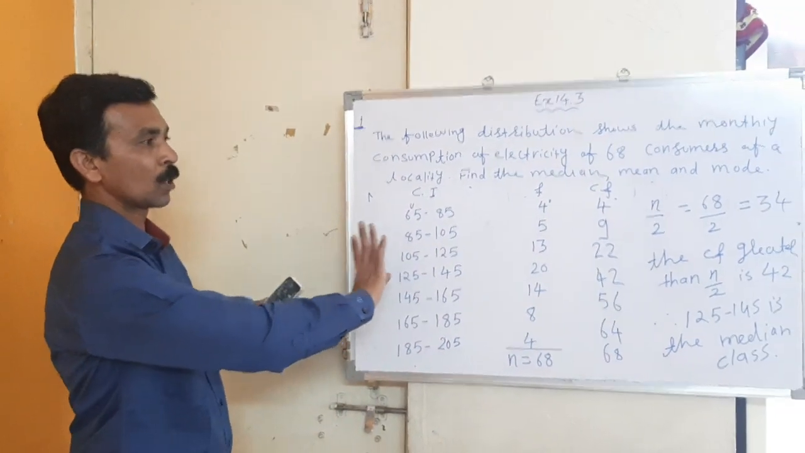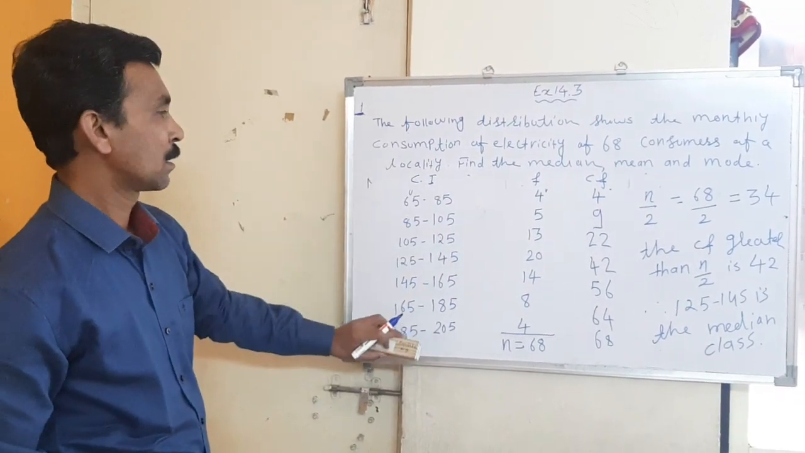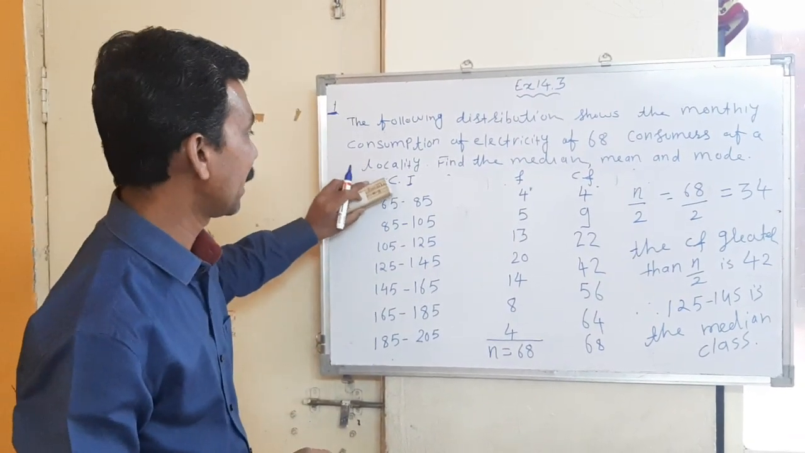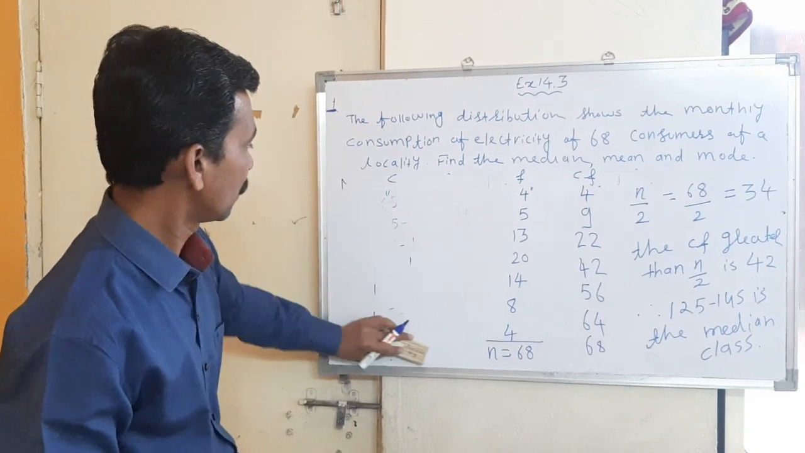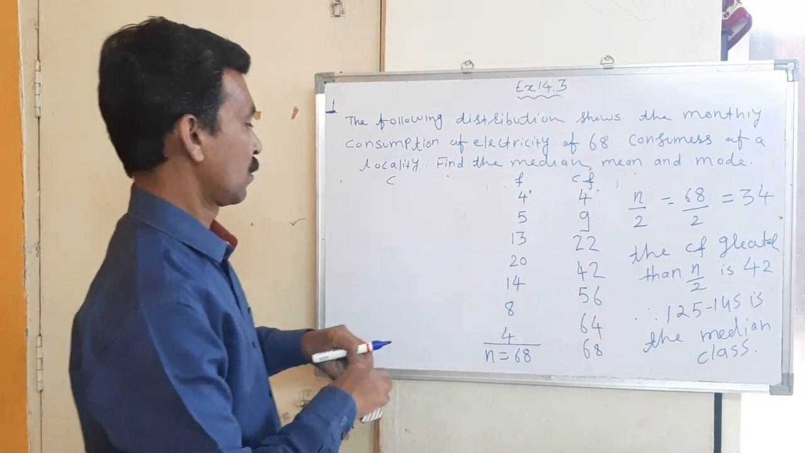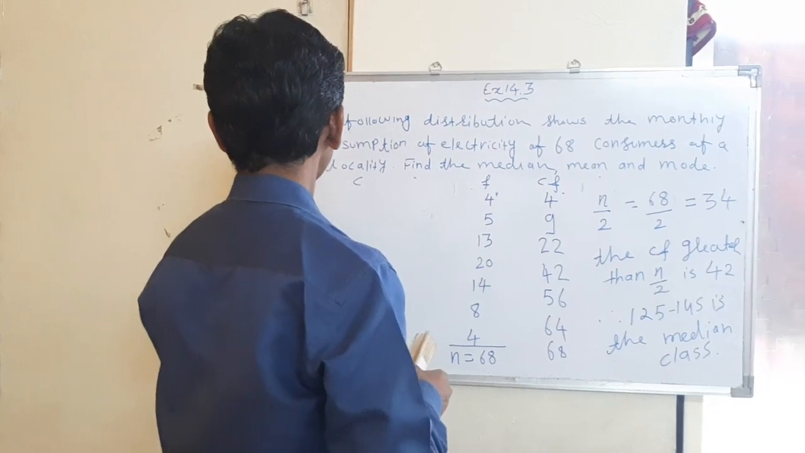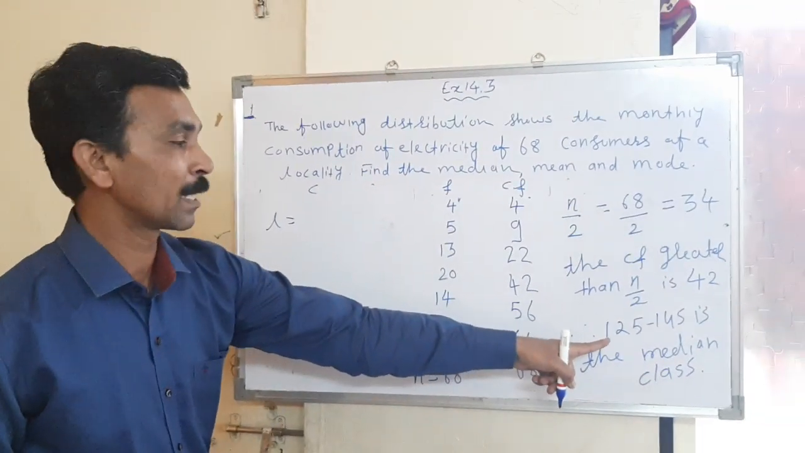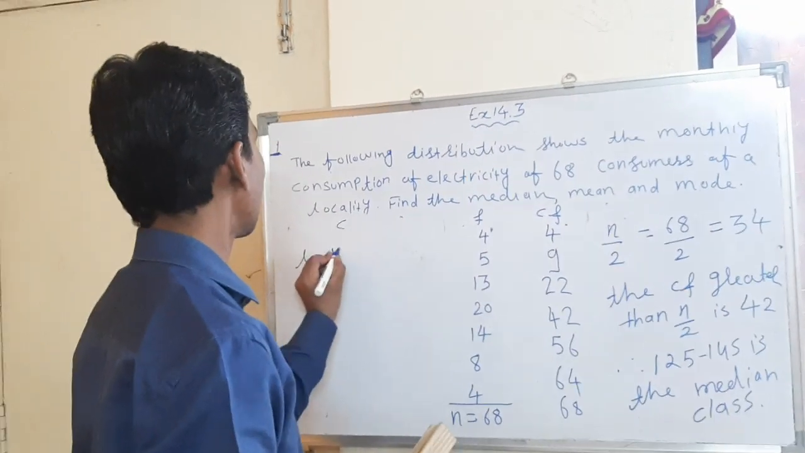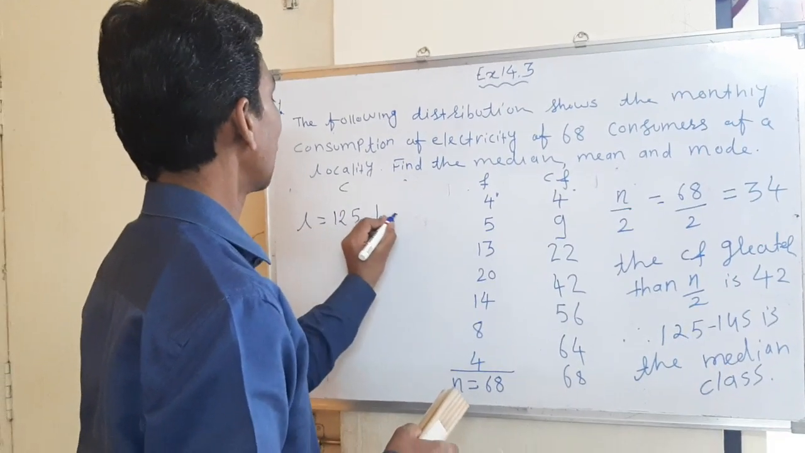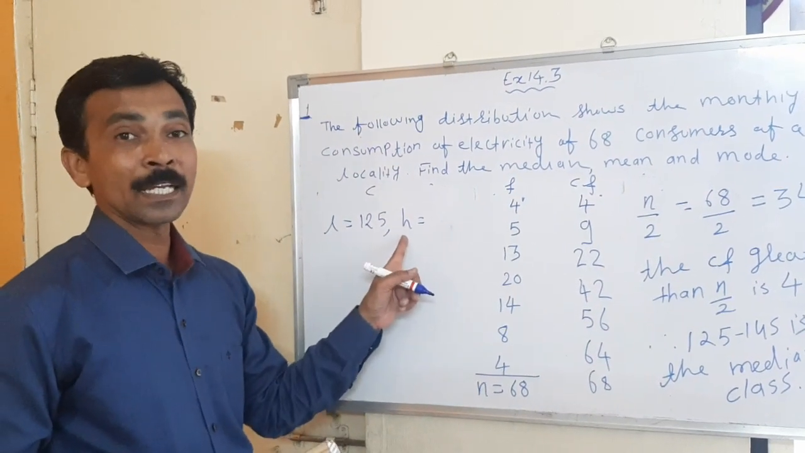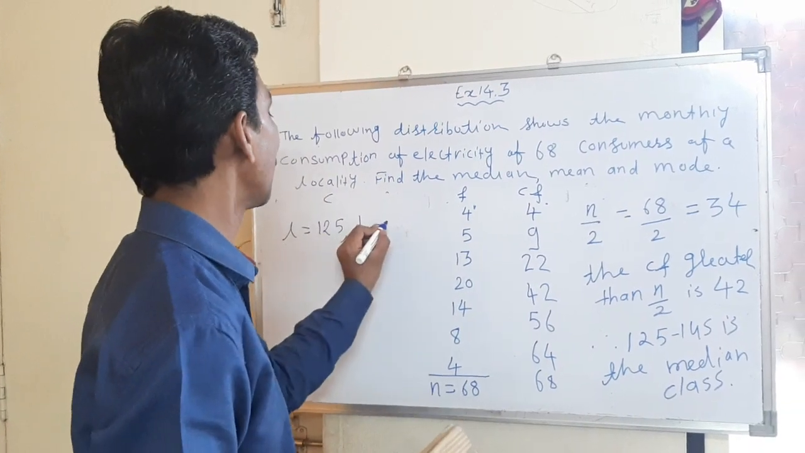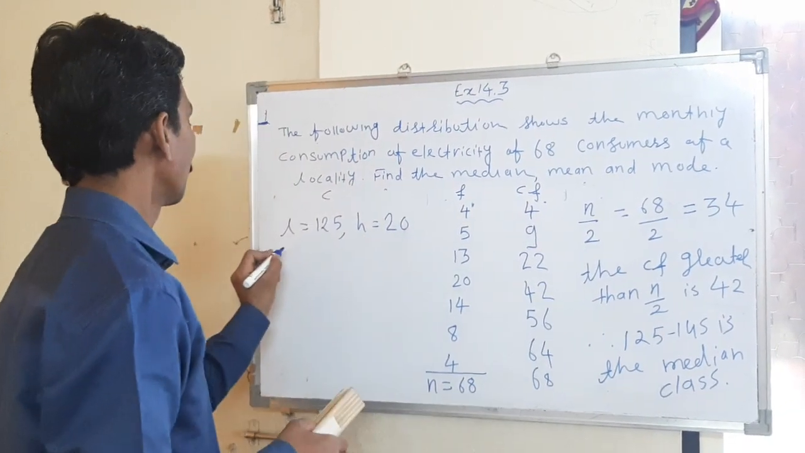After this, what will I do? I will rub this and then I will write the formula and then we will proceed. Should I rub it? Okay. Now I will write here from the example. From the median class, we have to take the lower limit. Lower limit is 125. We have to take the class size. Class size is h. H is equal to upper limit minus lower limit. 145 minus 125 is 20.